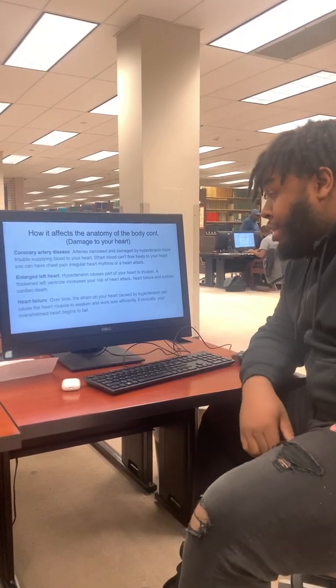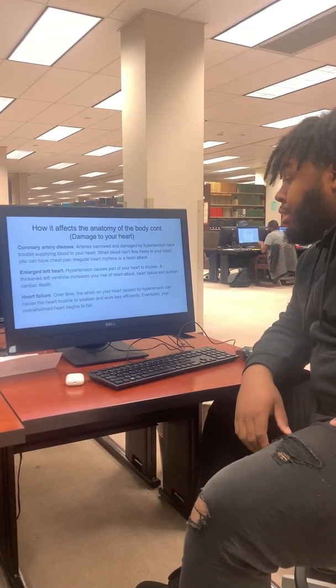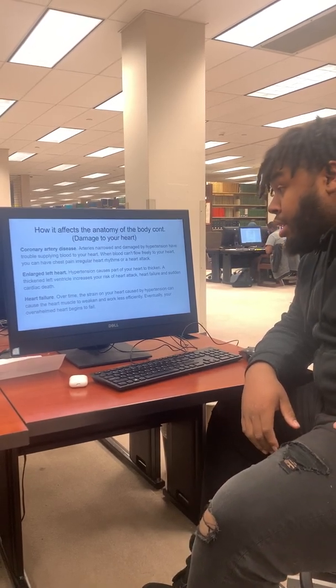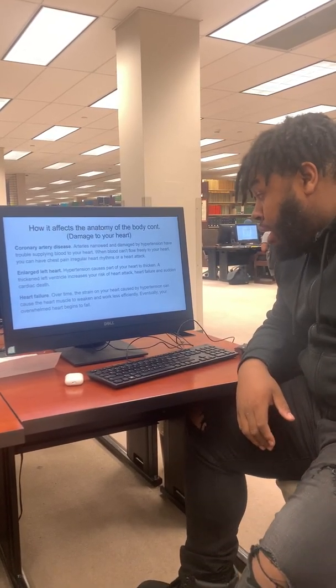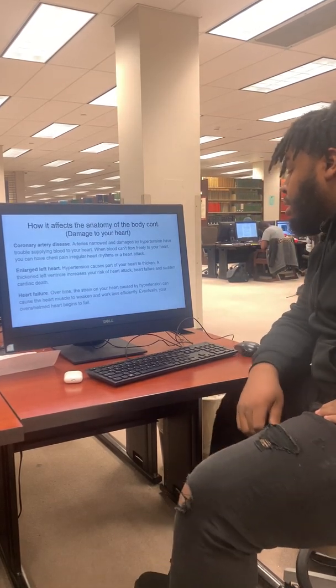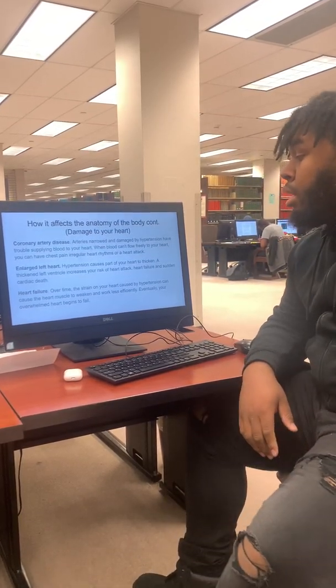Heart failure. Over time, the strain on your heart caused by hypertension can cause the heart muscle to weaken and work less efficiently. Eventually, your heart is overwhelmed and begins to fail.